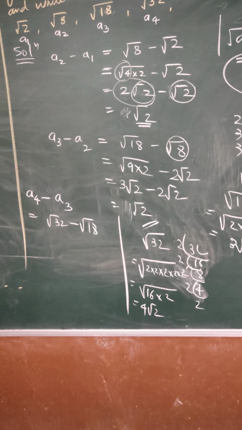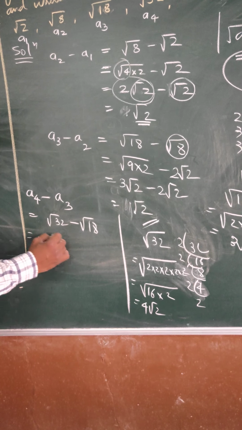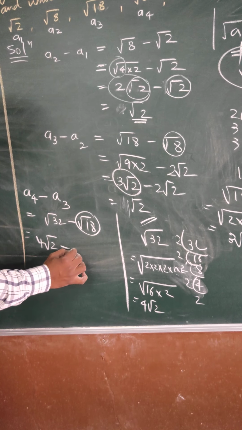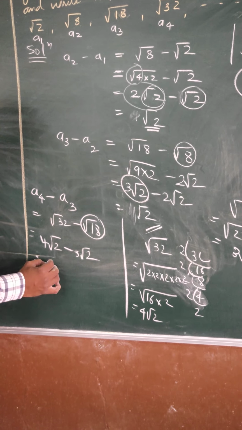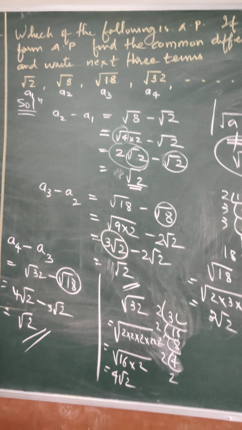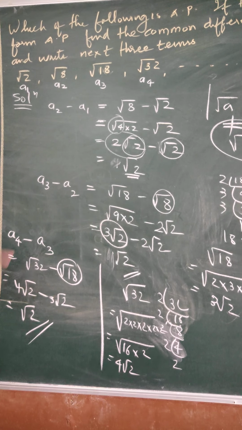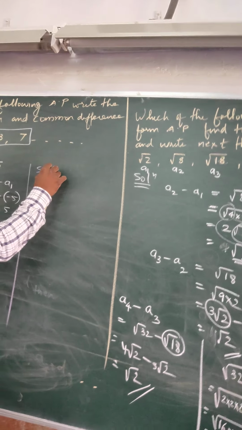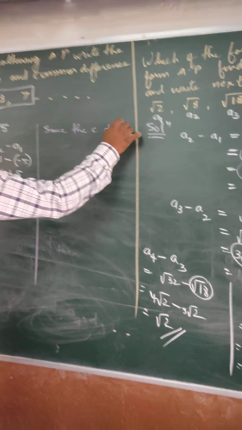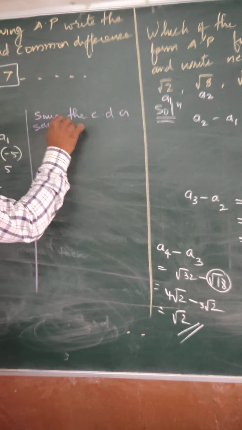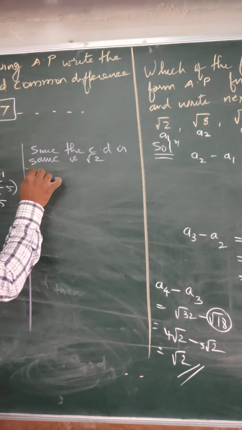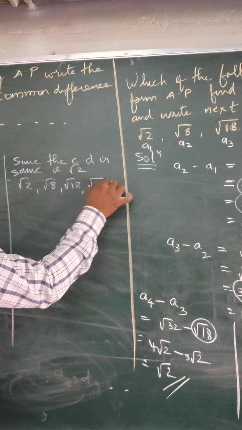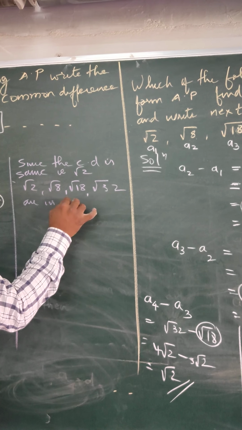So the square root of 32 can be written as 4 root 2, minus the square root of 8, which is already obtained, that is 3 root 2. So 4 root 2 minus 3 root 2 is equal to root 2. So here also you can find that the difference between the fourth term and the third term is root 2. Since the common difference is the same, we can say that root 2, root 8, root 18 and root 32 are in AP.